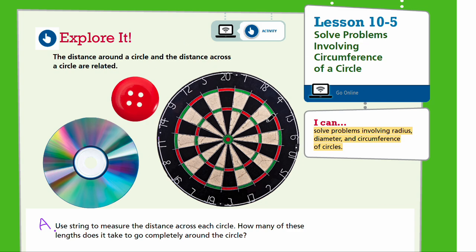The distance around the circle and the distance across a circle are related. What does that mean? So let's use string to measure the distance across each circle. Do you have a string?